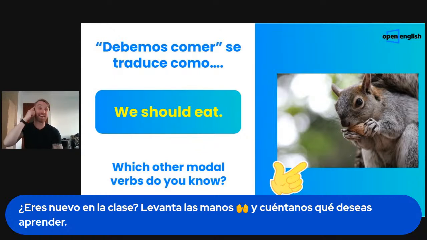So, esa es una regla muy importante, porque eso no es solo un error con should, es un error con todos los verbos modales. Así que ahora sabéis cómo evitar ese error. So, anytime you use a modal verb, don't use to before the other. So, we should eat, we must study.